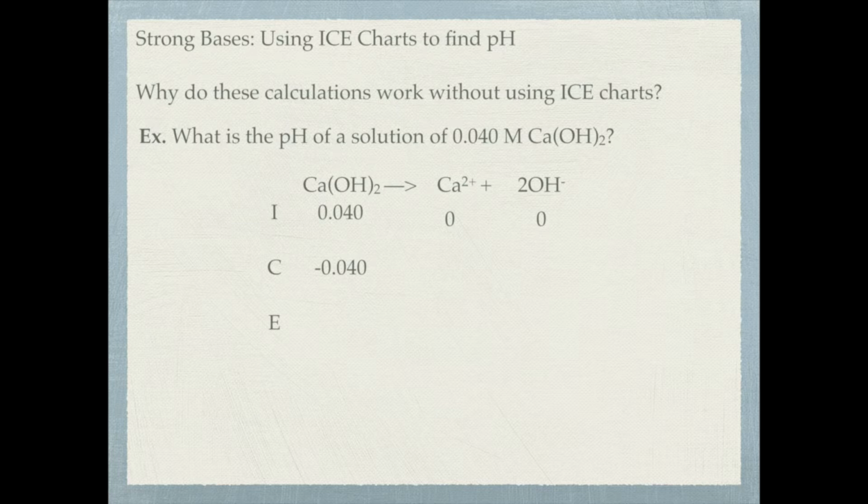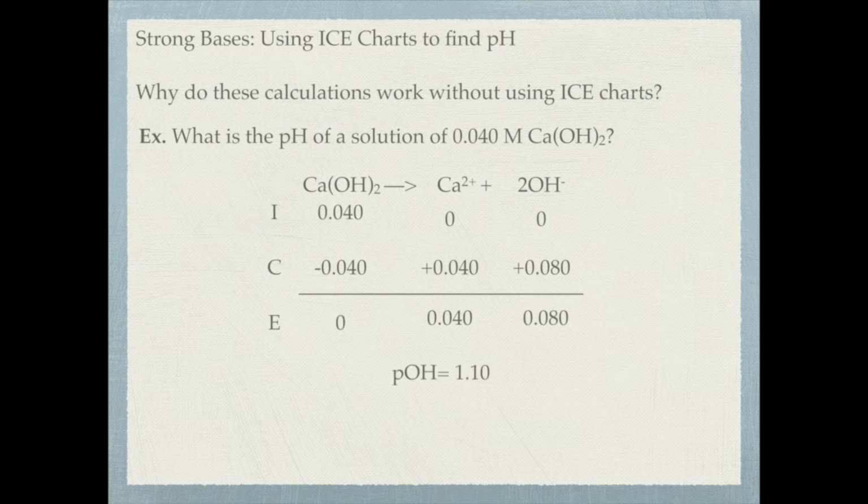The change for calcium is going to be plus 0.040. And then because for hydroxide there's a 2 coefficient, it's going to be plus 0.08. So at equilibrium, your concentrations would be 0, 0.04, and 0.08. To find the pH, since I have the concentration of hydroxide at equilibrium, I need to first find the pOH. So the pOH is just the negative log of 0.08. That gives me 1.10, which means the pH is going to be 14 minus that, which is 12.90.